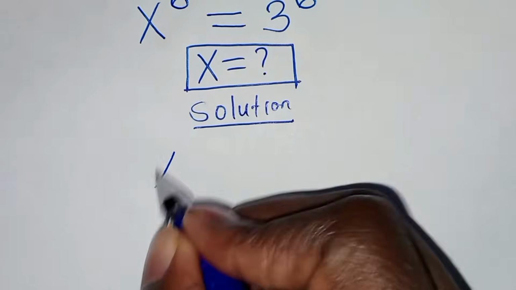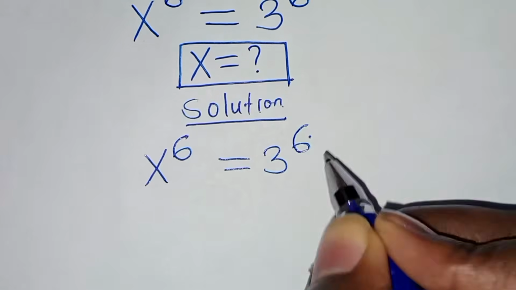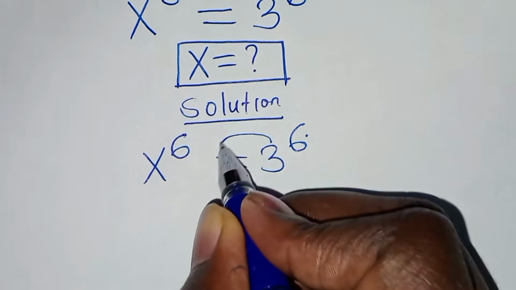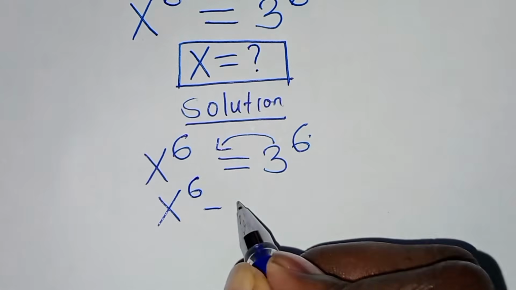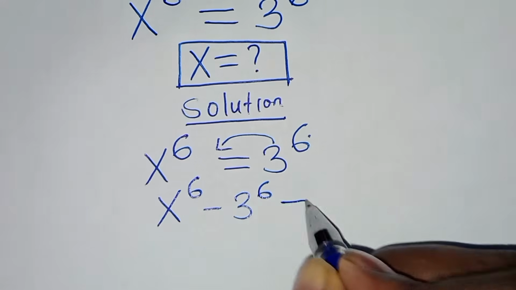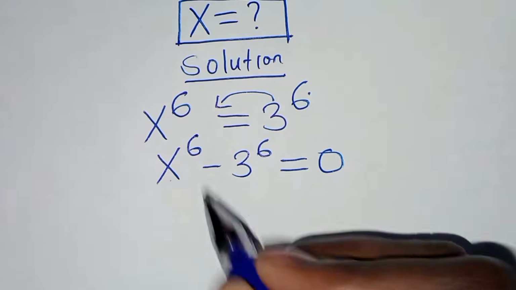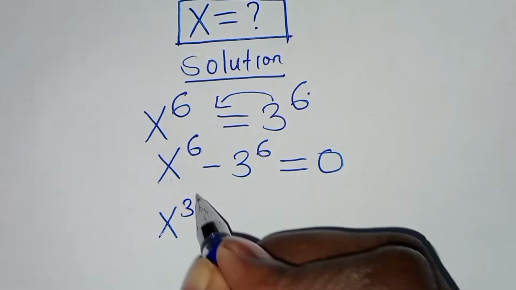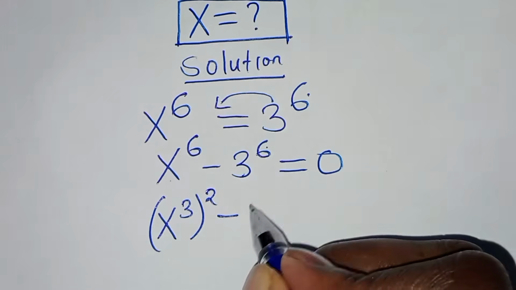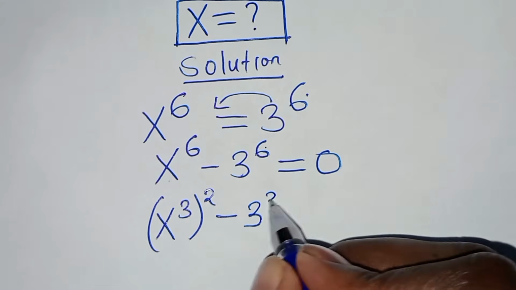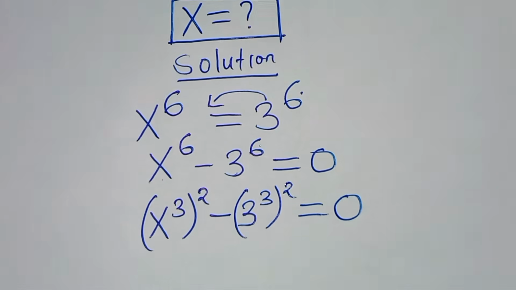We have x to the power 6 equal to 3 to the power 6. The first step is to take 3 to the power 6 to the left hand side, so that we have x to the power 6 minus 3 to the power 6 equal to 0. Now, we can express x to the power 6 as x to the power 3 raised to the power 2, then subtract 3 to the power 6, which we can express as 3 to the power 3 raised to the power 2. This is equal to 0.